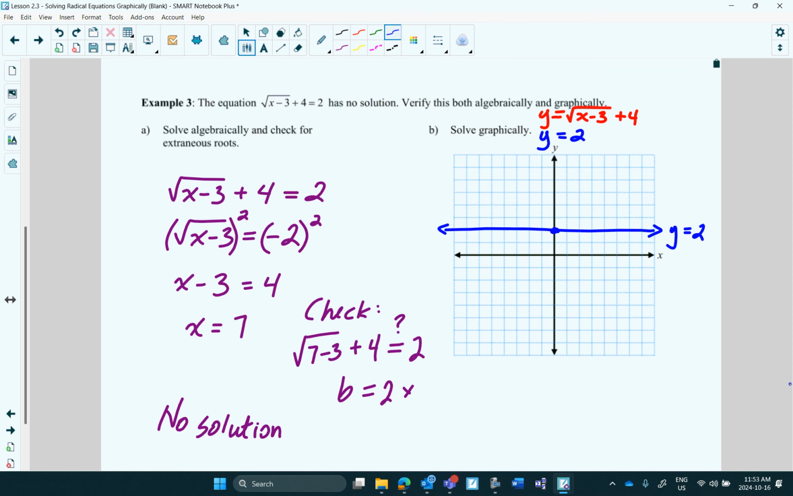For this one, what do I take all my points, my reference points, and do what to them? Move them. How much? 3 to the right and 4 up. So 0, 0 goes here, 1, 1 goes here, 4, 2 goes here. And that's y equals root x minus 3, plus 4.